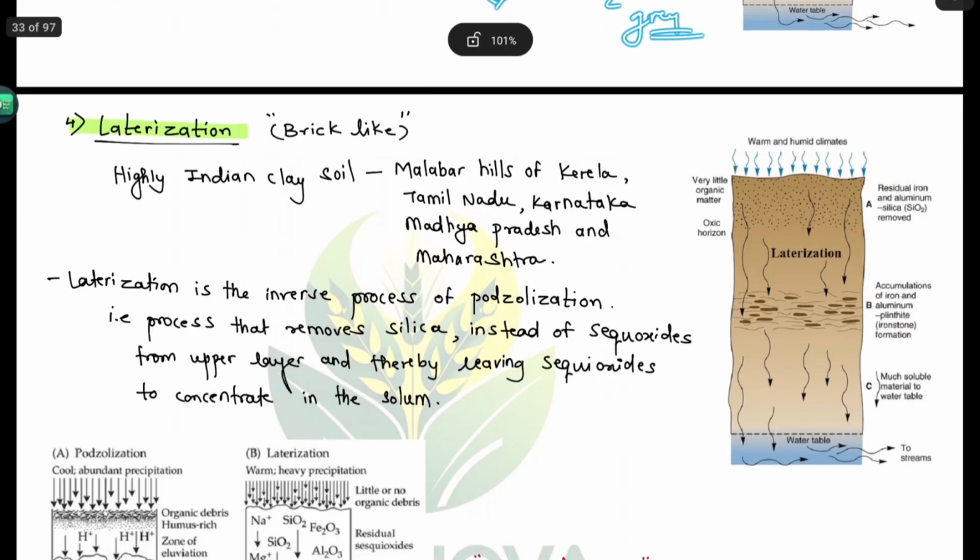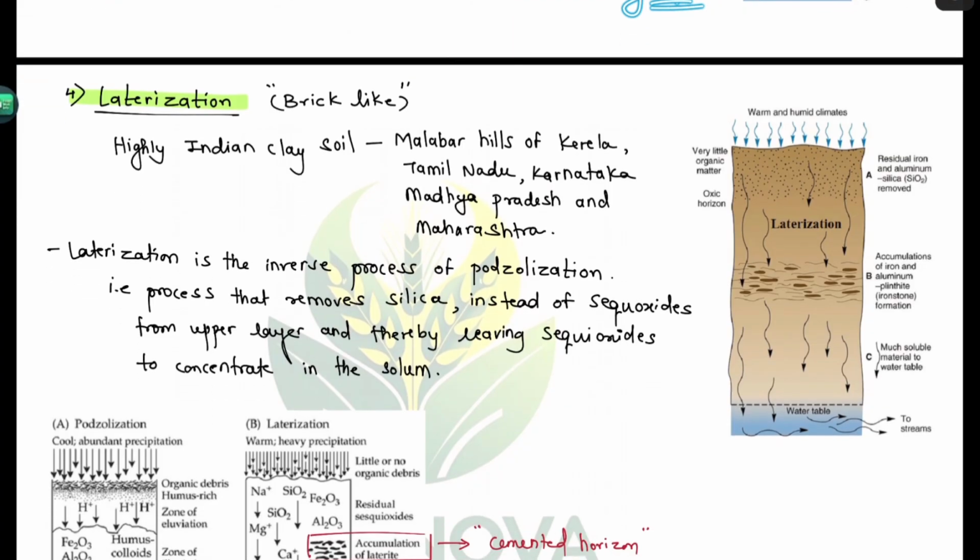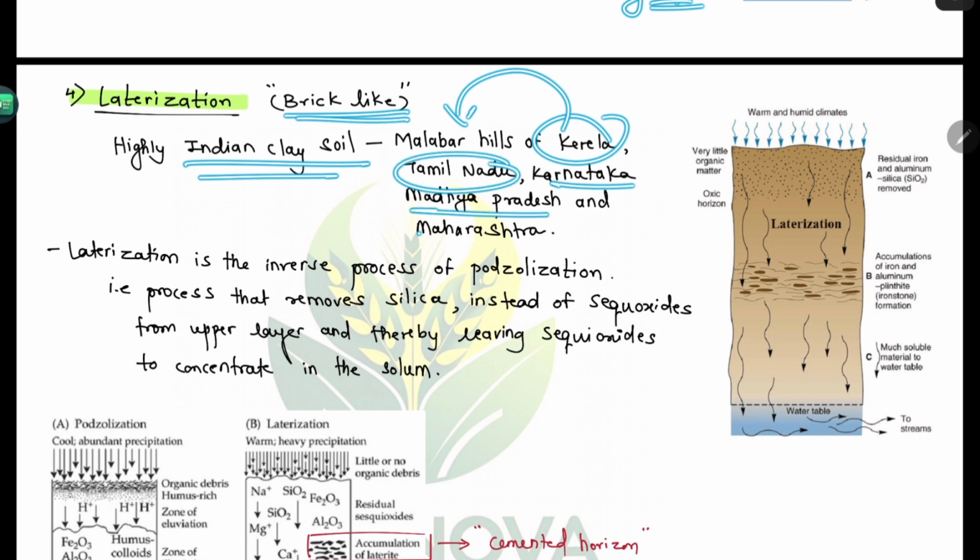The next, the laterization, means basically it is brick like, majorly found in Indian clay soils, the region of Kerala, basically in Malabar, Tamil Nadu, Karnataka, and Madhya Pradesh and Maharashtra. This type of soil formation takes place. Laterization means the inverse of podzolization. It is just the reverse process. That is, it removes silica instead of the sesquioxides and organic matter from the upper layer.